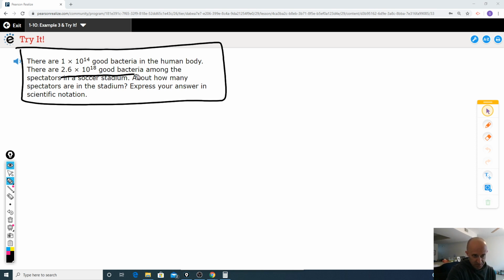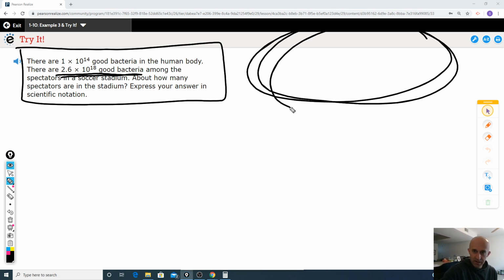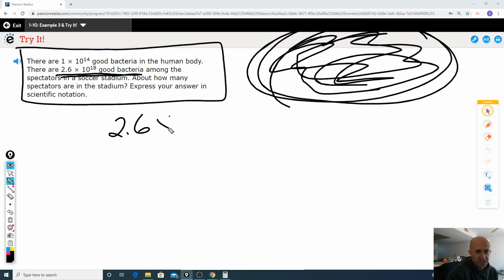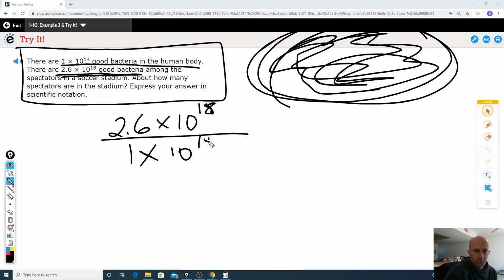If there are this much among spectators, and you're in a stadium, the bacteria is through the whole part of the stadium, right? We're going to be setting up a division problem. I'm going to be putting 2.6 times 10 to the 18th up top. What is in one person? It's 1 times 10 to the 14th.